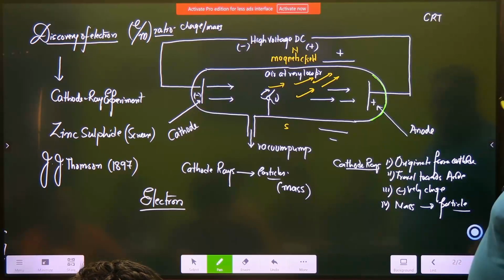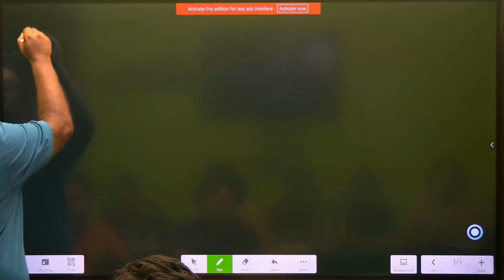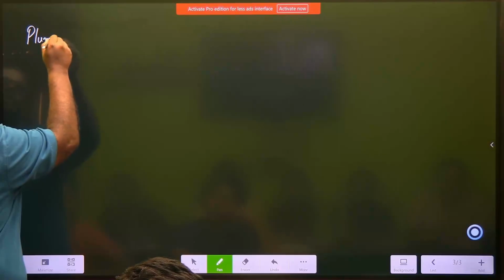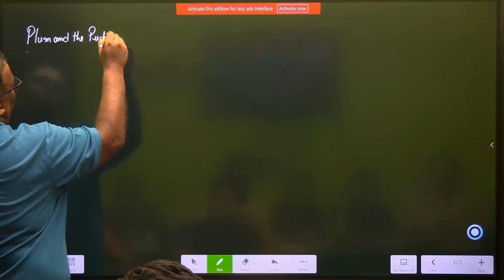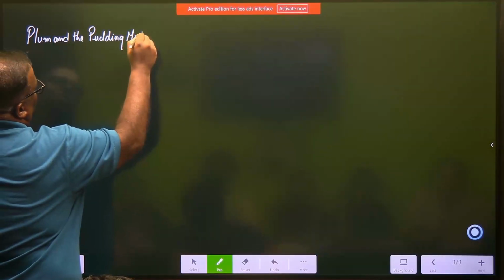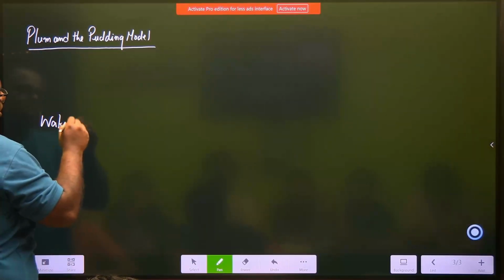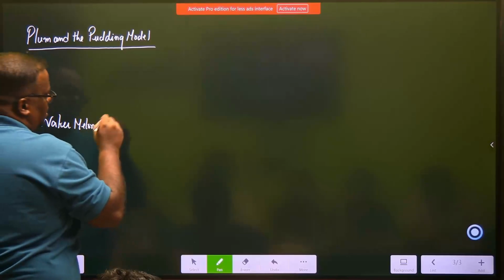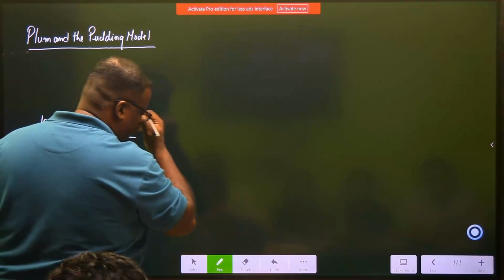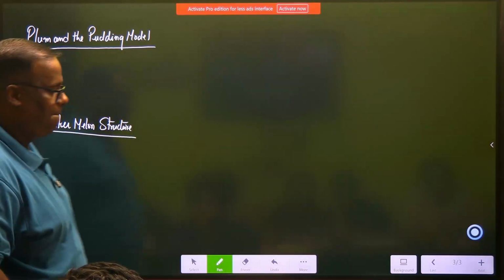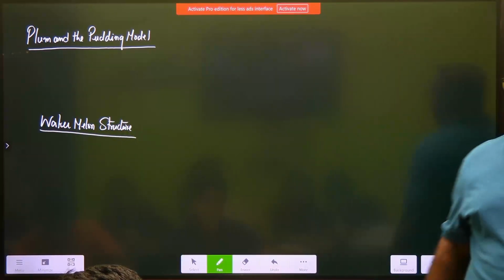What is now important for you is that after this discovery, J.J. Thomson gave his model. His model was known as the plum and the pudding model. Before the plum and the pudding model, let us also try to understand the watermelon structure. Now the atom is electrically neutral.